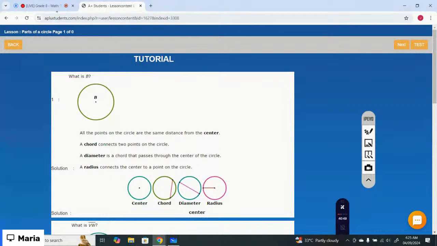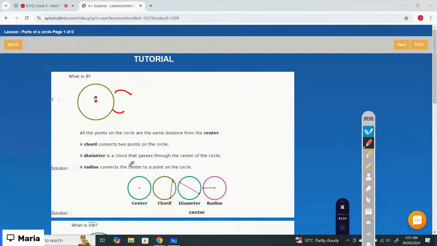B is the center of circle, right? This is the point B, that is the center of the circle. So here are some concepts related to the circle. Let's just learn them. A chord connects two points on the circle. So any 2 points, right? The chord is not passing through the center of the circle. So here is the line, that is the chord, right?